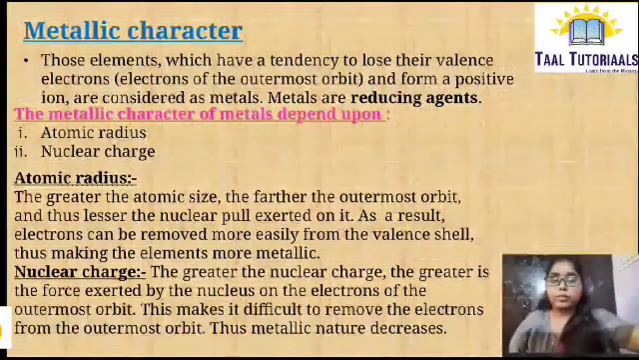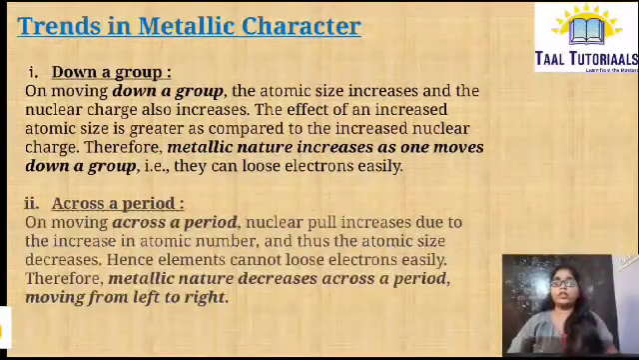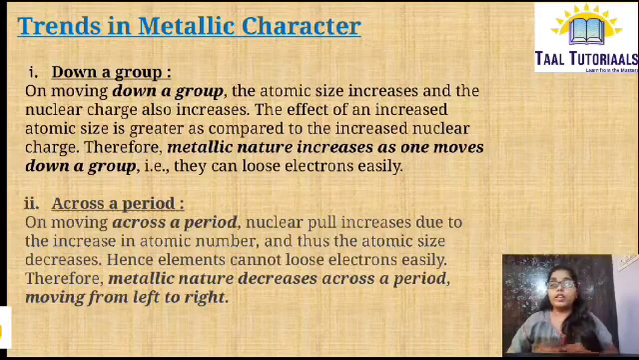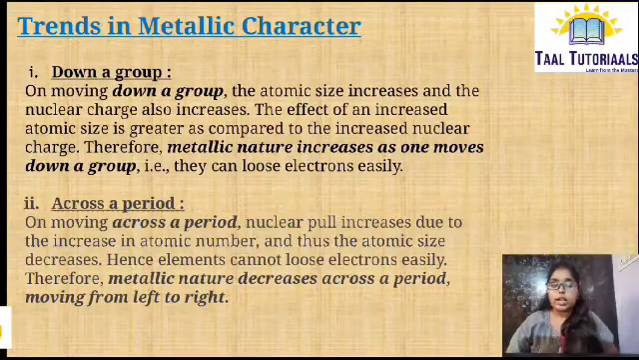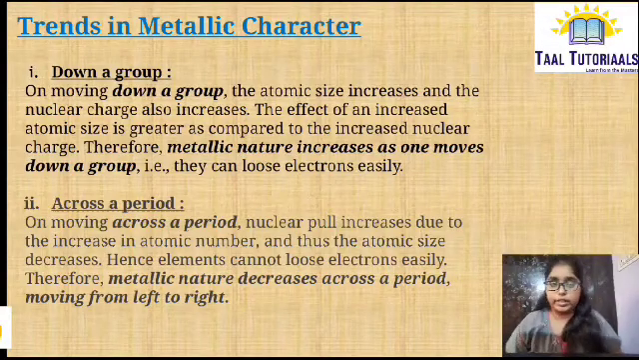Now, trends in metallic character. Down a group, that is from top to bottom. On moving down a group, the atomic size increases and the nuclear charge also increases. The effect of an increased atomic size is greater as compared to the increased nuclear charge. Therefore, metallic nature increases as one moves down a group. Why? Because there is an increase in atomic radius, that makes metallic nature also increase. That is, they can lose electrons easily.